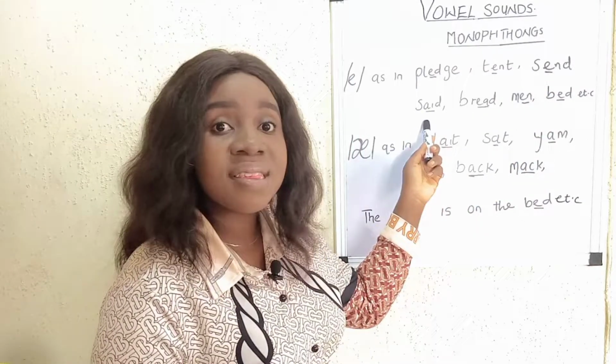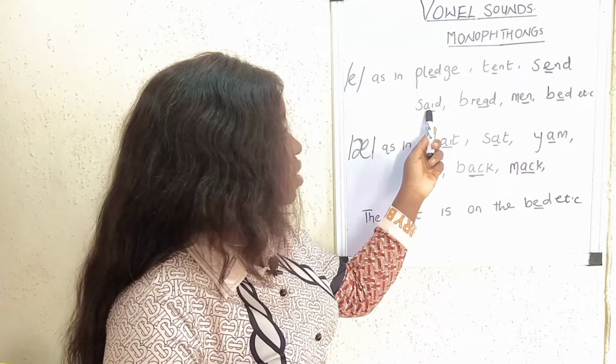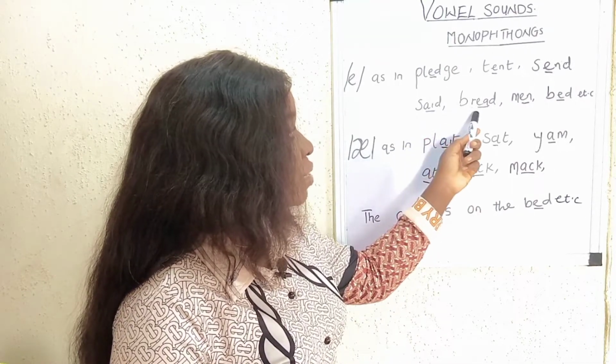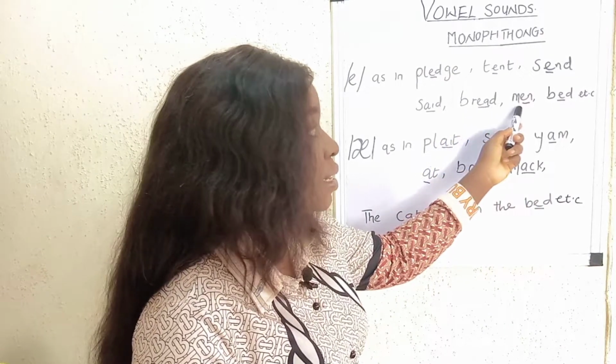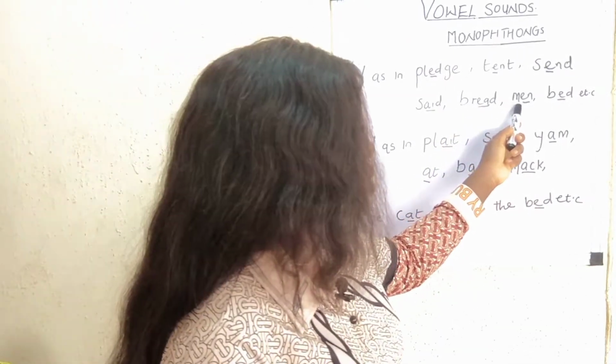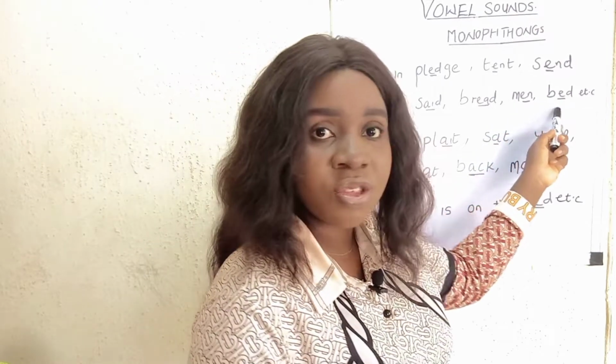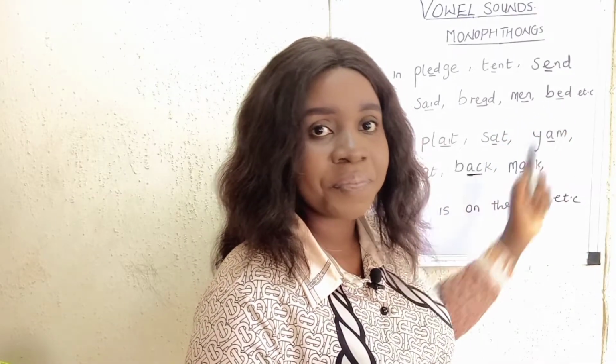In the word said, it is represented as letters AI. In bread, it is represented as letters EA. In men, it is represented as letter E. And in bed, it is represented as letter E.